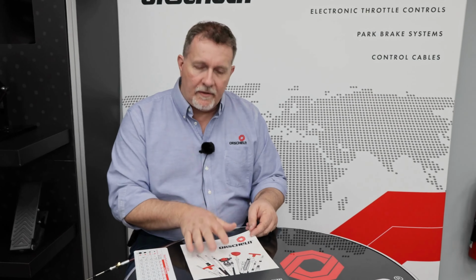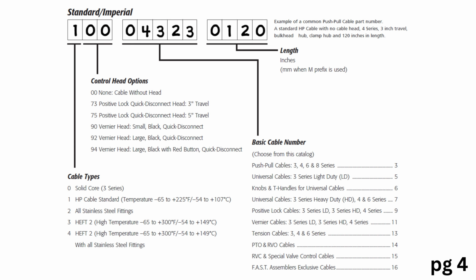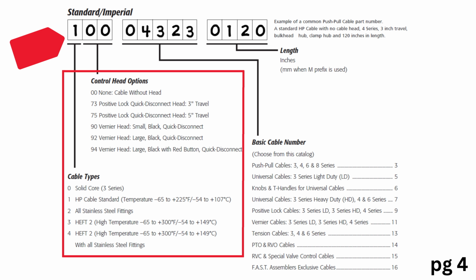So most of the cables that you're going to find in the market are going to be something found in the HP cable catalog. If we open the catalog and take a look at the Orscheln part number, I want to show you this page here that talks about the 3 different sections of our part number. The first section is basically a box that can kind of help explain which type of cable it is off of the front of the catalog.